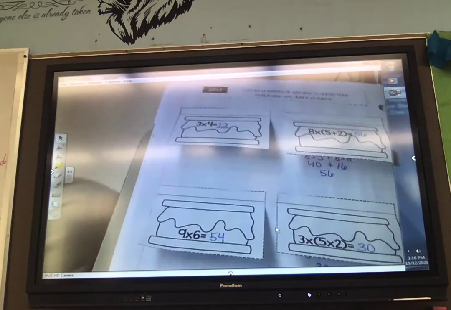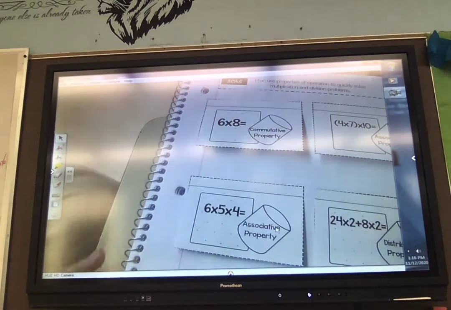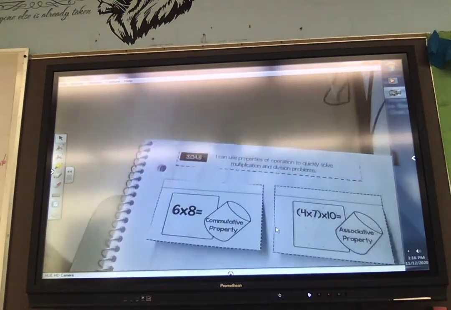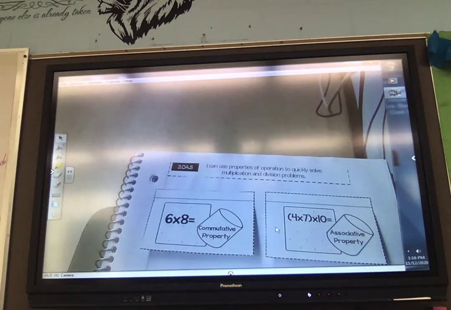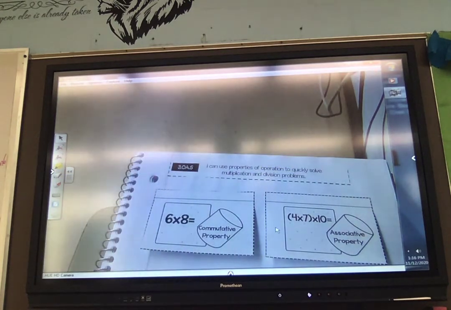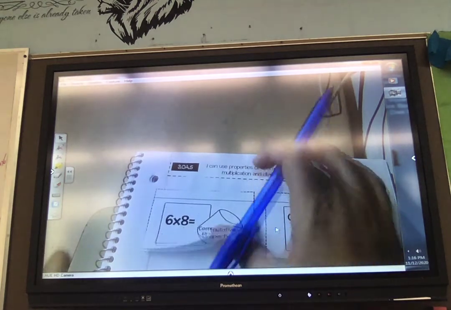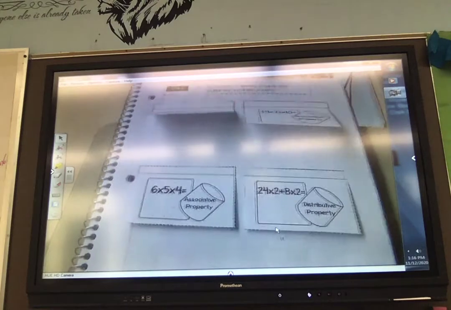Okay? You have another page I want to go over on this video that is about also properties. This time though, they tell you the property and they give you the problem and they just want you to work it out. So again, you want to cut out your standard, glue it at the top. You want to cut out your foldables, glue them on the tab, and then you want to cut out your definitions.